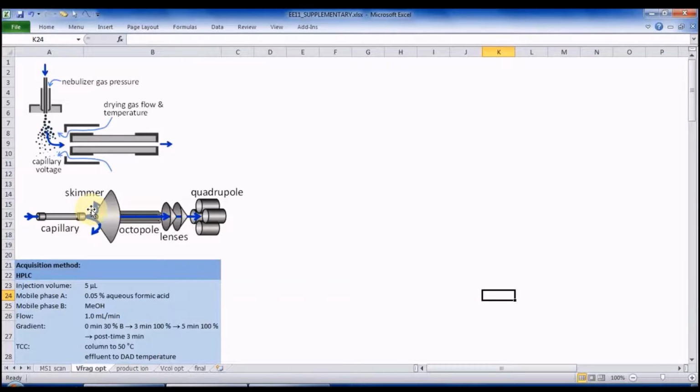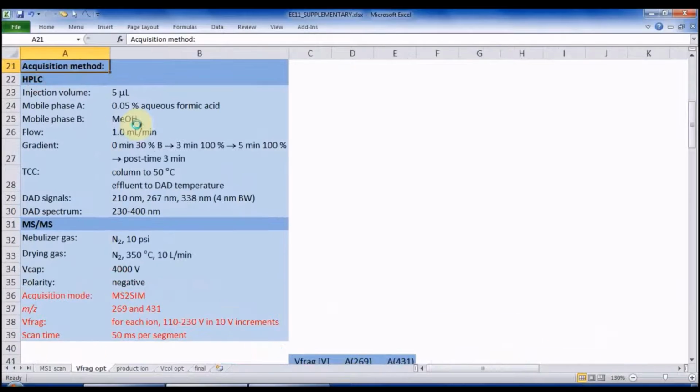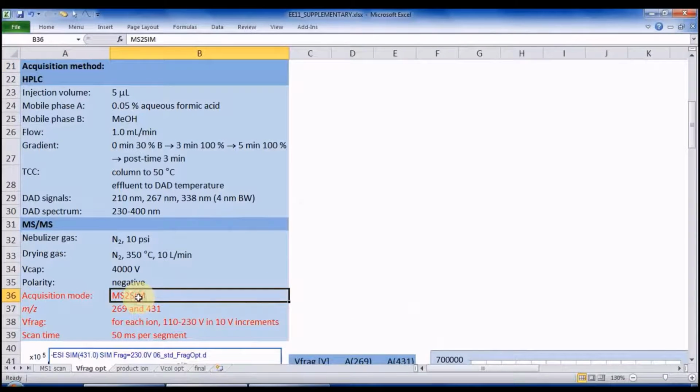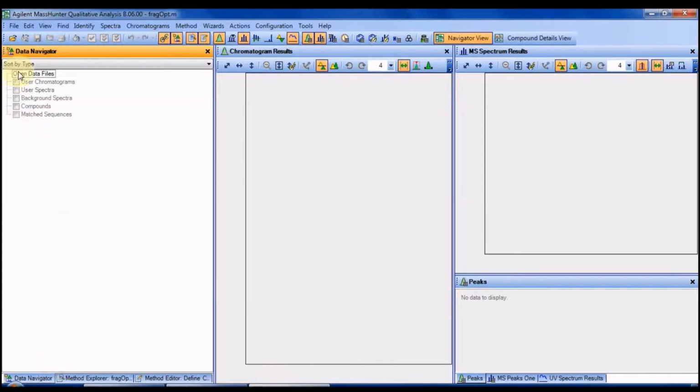The first parameter we will optimize is fragmentor voltage, that is, the voltage between the capillary and the skimmer. The standards will be analyzed in MS2 SIM mode, so we will only monitor deprotonated ions of both analytes, 269 for apigenin and 431 for apigenin glucoside, at different fragmentor voltages from 110 to 230 volts in 10 volt increments. For both compounds, we will now read peak areas in extracted ion chromatograms.